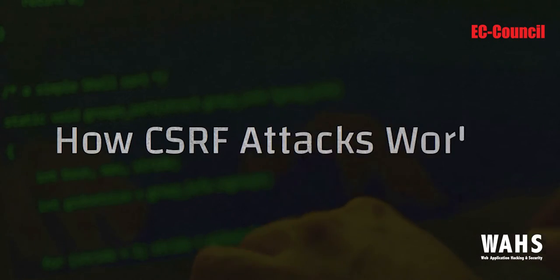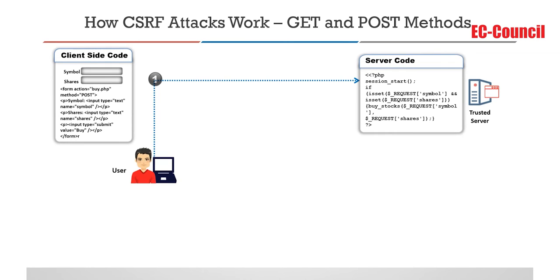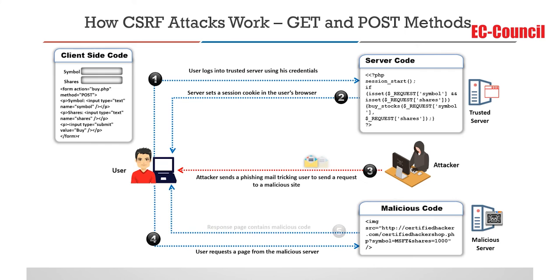How CSRF attacks work: GET and POST methods. The user logs into a trusted server using his credentials. The server sets a session cookie in the user's browser. The attacker sends a phishing mail tricking the user to send a request to a malicious site. The user requests a page from the malicious server. The response page contains malicious code. Malicious code is executed in the trusted server.